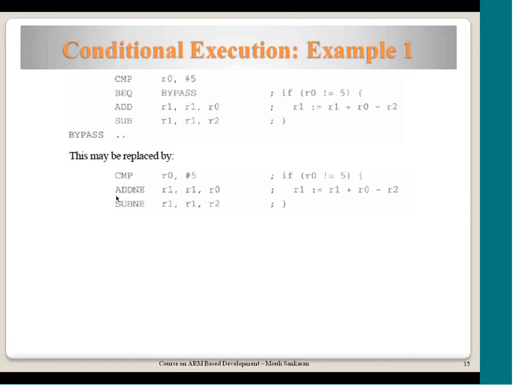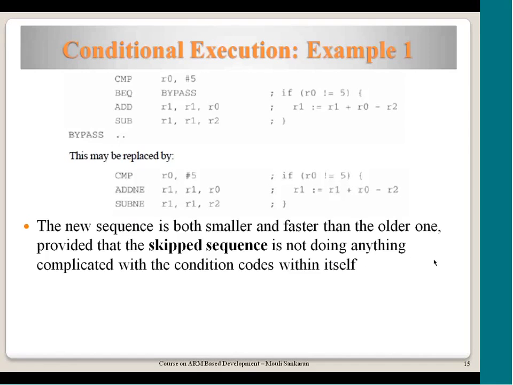Now come here, ADD NE. NE means what? Not equal to. Not equal to is, suppose the zero flag is not set, that means it is cleared, then you execute this. Again SUB NE, that means you subtract R1 minus R2 and then assign the value back to R1, provided that the zero flag is clear. So this is the way a program is written using this conditional execution support provided by ARM. So this is what I am explaining here.